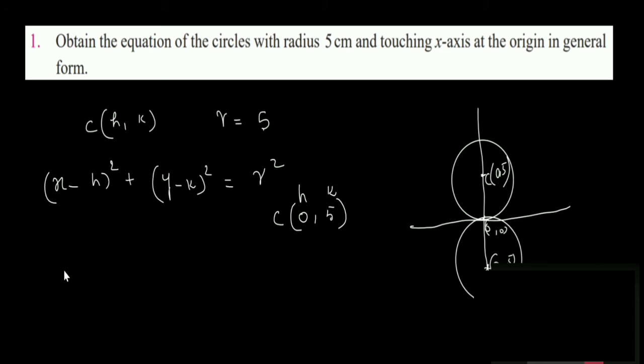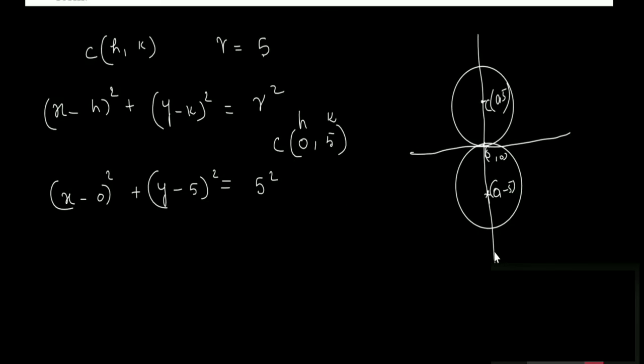So the equation of the circle is (x minus 0) the whole square plus (y minus 5) the whole square is equal to 5 square. Instead of 5, you can write the center as plus or minus 5, because the center can be above the x-axis or it can be below the x-axis. So even here, k is plus or minus 5.